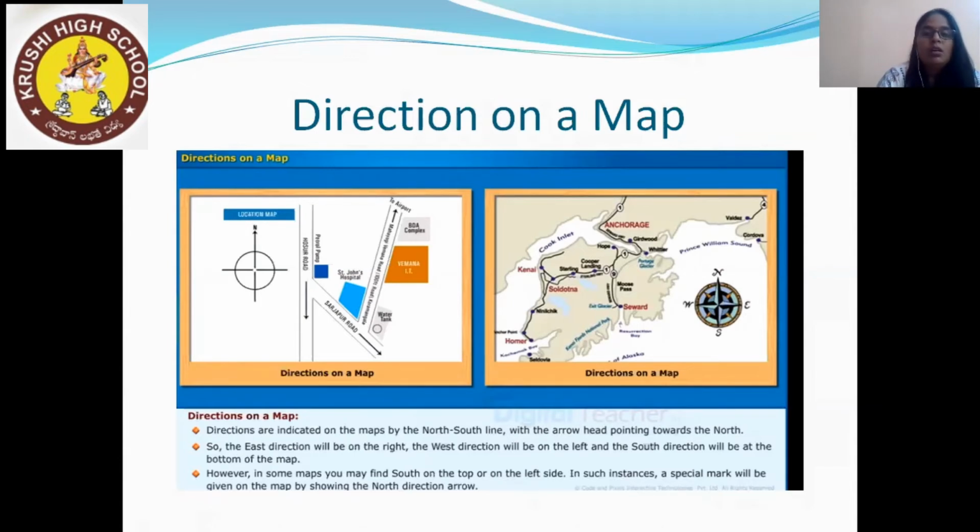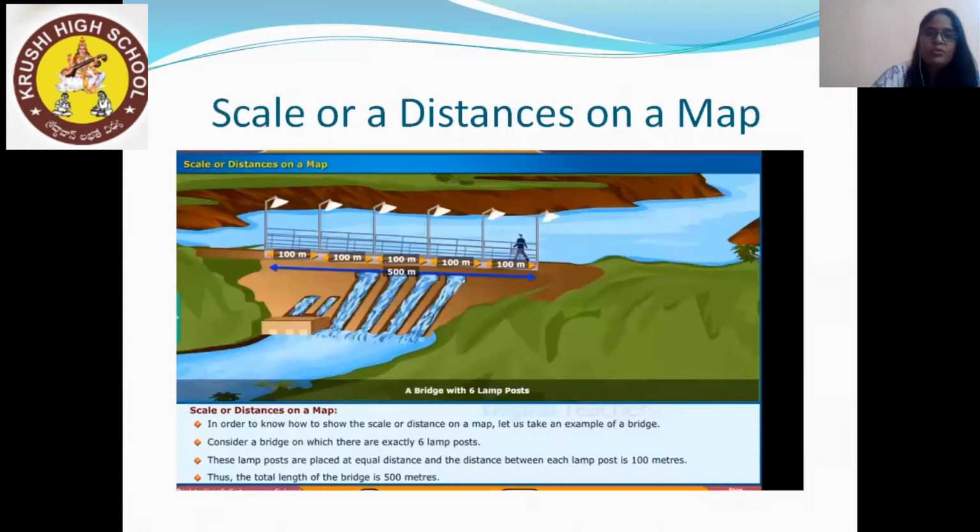So the details they give on the map will help to understand the map. Okay. Now, scale or distance on a map. Generally, when you view a map, how do you understand the distance? How do you know about the distance? How can we measure the distance on a map?